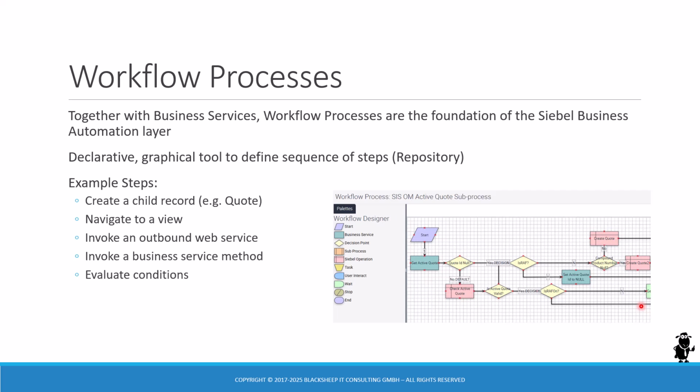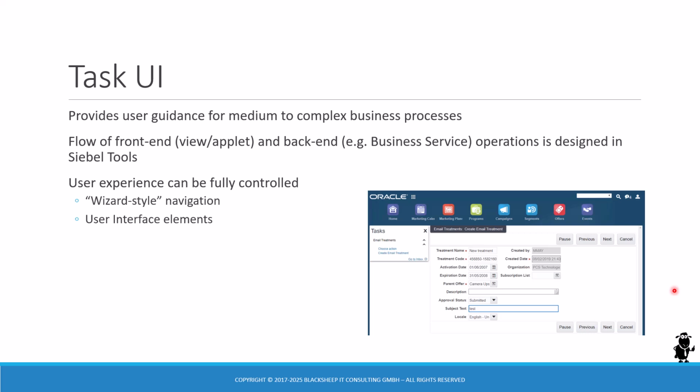Workflow processes are the real foundation, the goat of the Siebel Business Automation layer, if you will. They are declarative, graphical, and you define a sequence of steps, most of which can be business service methods, but there are also other step types. So in this course, you get an overview to get started with business services and workflow and understand that they are really the foundation for everything that happens in Siebel Business Automation.